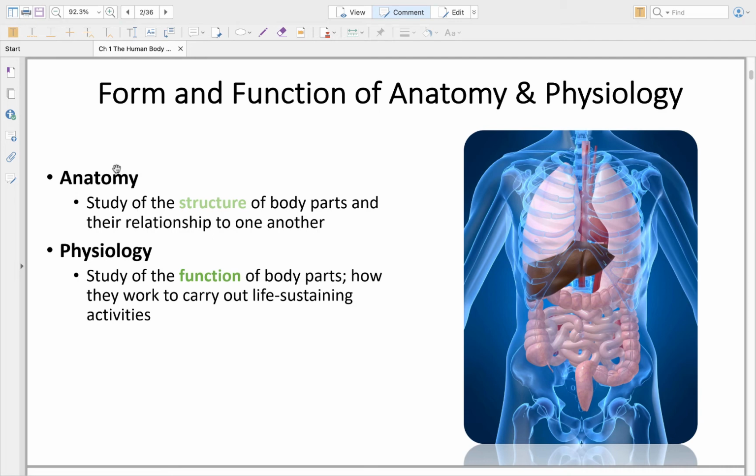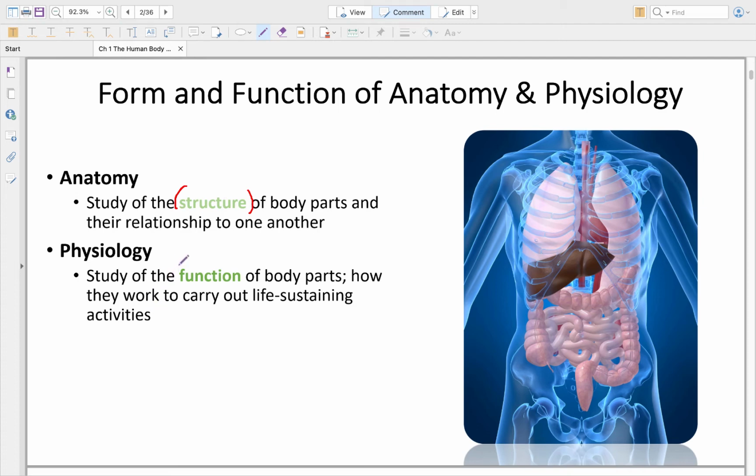So anatomy. Anatomy is the study of the structure of body parts and their relationship with one another. And that's incredibly important because if you're going into nursing or something in the medical field, you have to know every single body system, right? So that's that. So we have to know the structures and how they correlate and connect to one another.